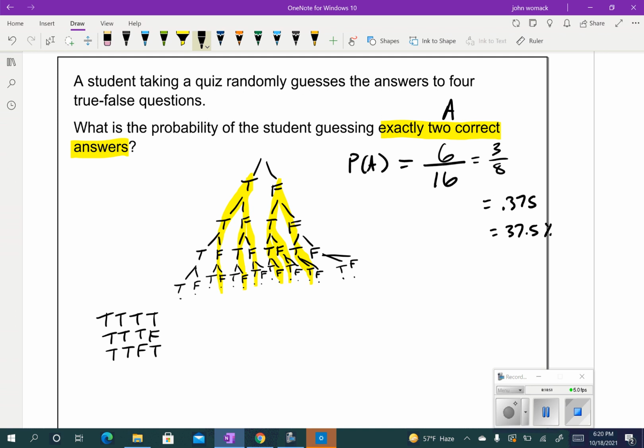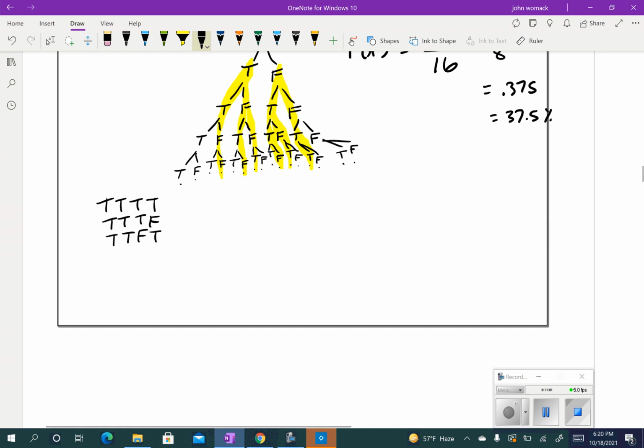It could be a bit time consuming. I kind of like just looking at the tree diagram. Sometimes it's easy to miss one there. Hopefully I didn't, but that can sometimes happen. So you just got to be careful with that.